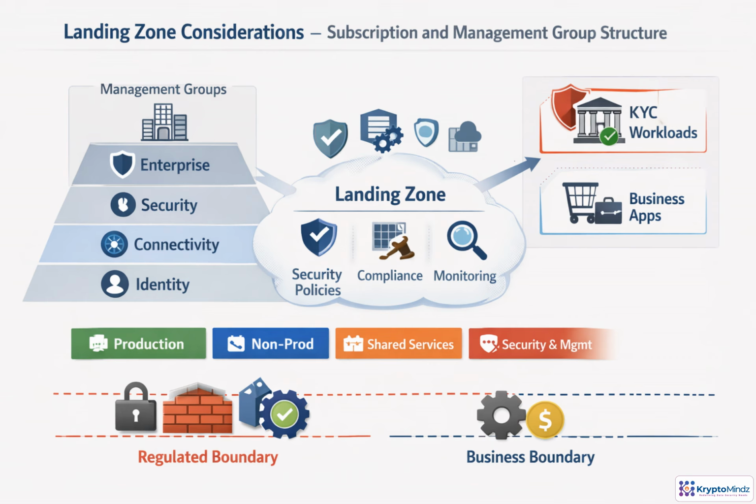A strong landing zone starts with clear separation of concerns. Use management groups to isolate core platform services like identity, connectivity, and security from actual workloads. Then organize subscriptions to mirror how you run the business: production, non-production, shared networking, security tooling, and management. Keep KYC workloads in dedicated regulated subscriptions, separate from general business apps. This makes ownership, billing, risk, and compliance boundaries clean and easier to enforce with policy.